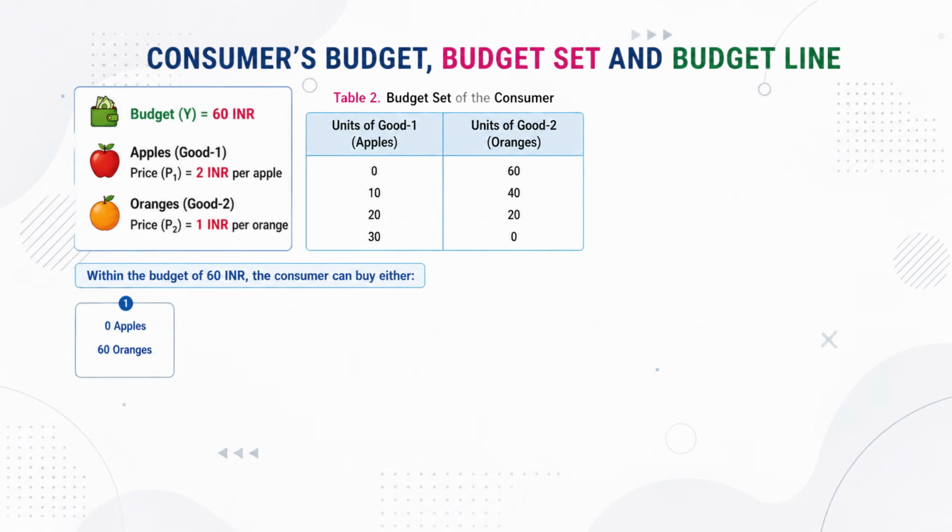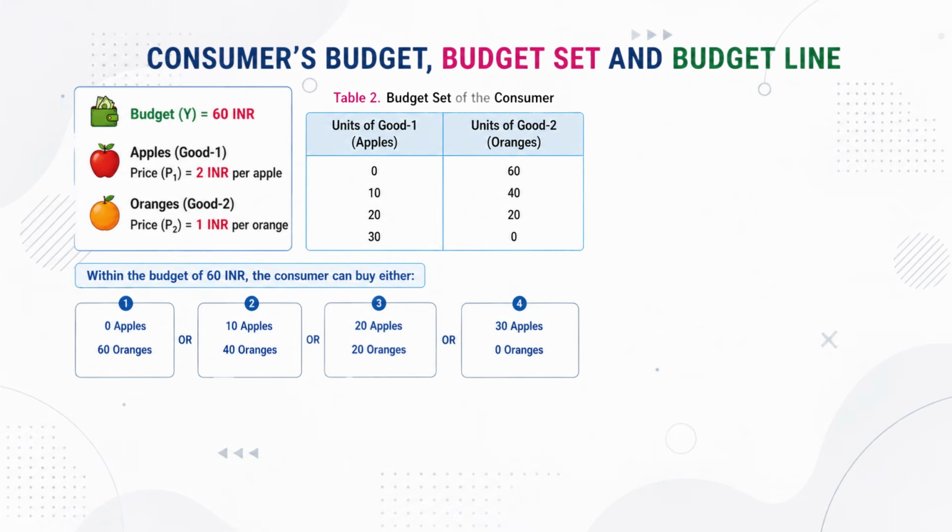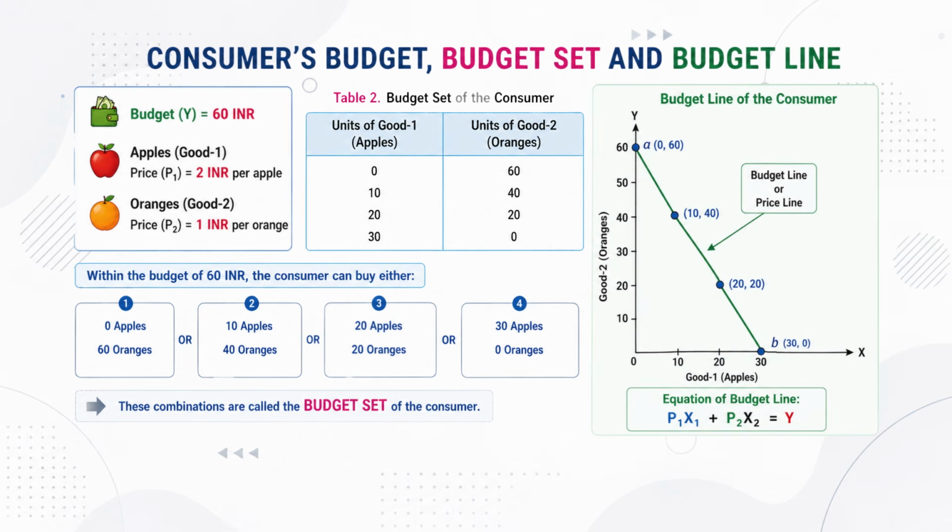He can buy 0 apples and 60 oranges. Or, he can buy 10 apples and 40 oranges. Or, he can buy 20 apples and 20 oranges. Or, he can buy 30 apples and 0 oranges. These different combinations of apples and oranges that the consumer can purchase with his given budget form the consumer's budget set. Now, let us plot these combinations on a graph.